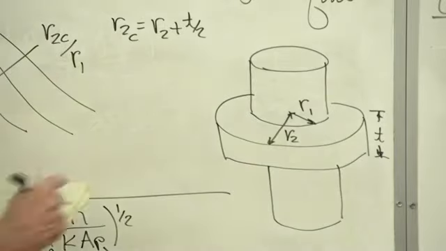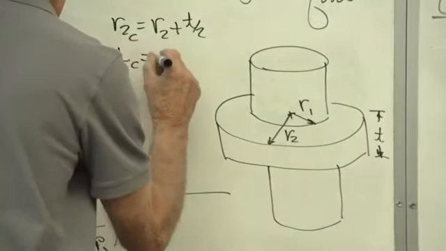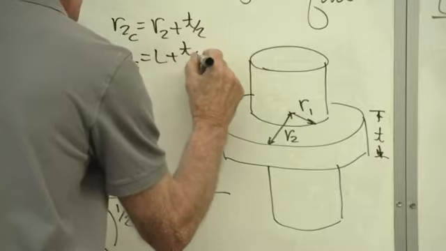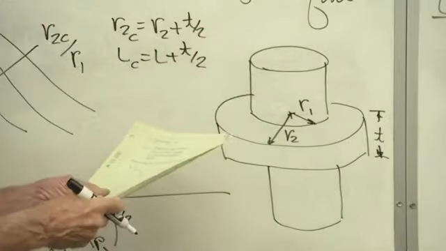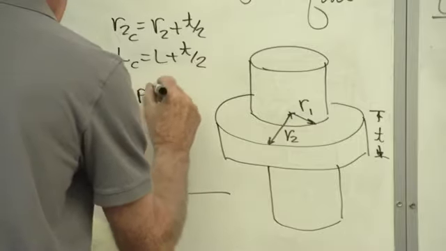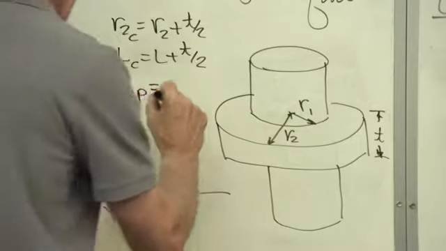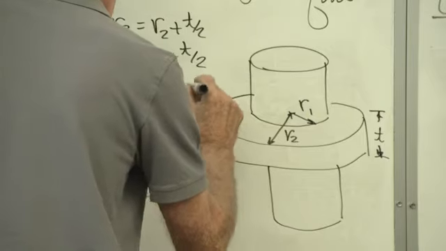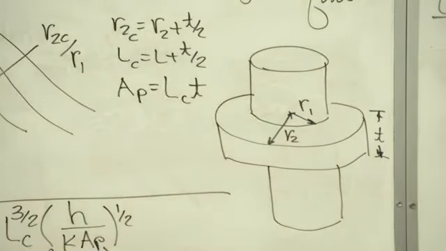L sub C equals L plus T over 2. This is all on the figure. Everything's on the figure for you. A sub P equals L sub C times T. Okay, so that's how you get the efficiency for circumferential fins.